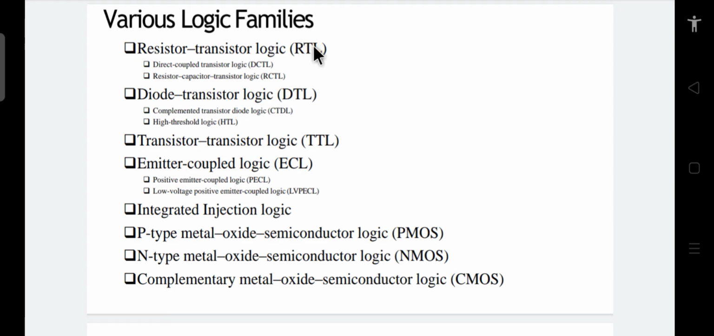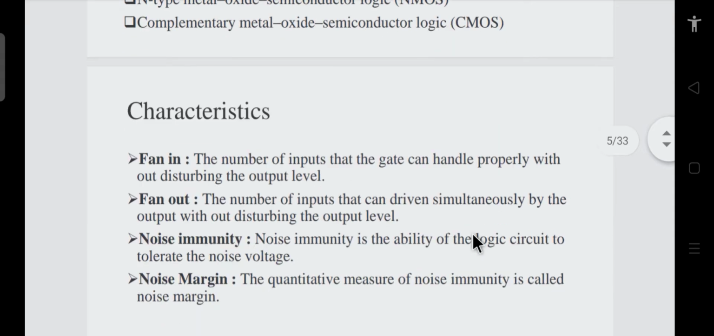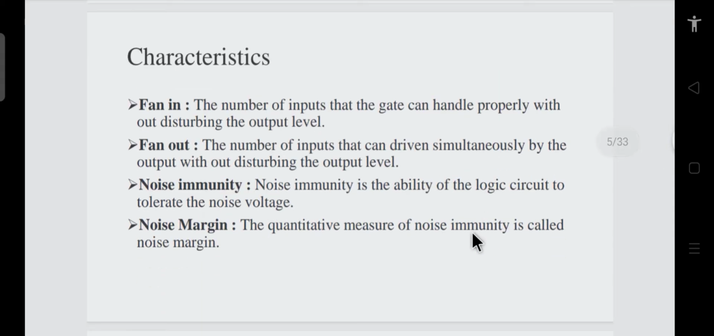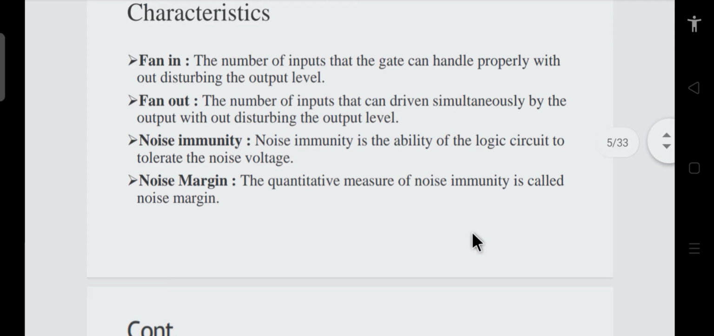So we started somewhere from here, and in 1960 RTL was the dominant logic family, and now CMOS is the dominant logic family. So there was a development towards CMOS, right from the DTL or the RTL you can say.